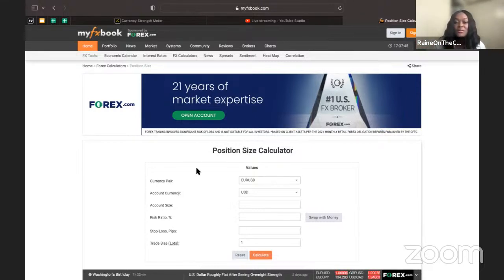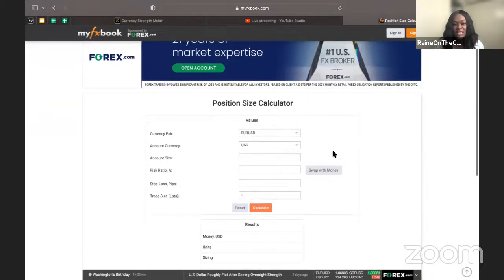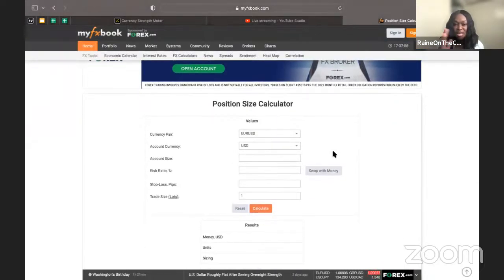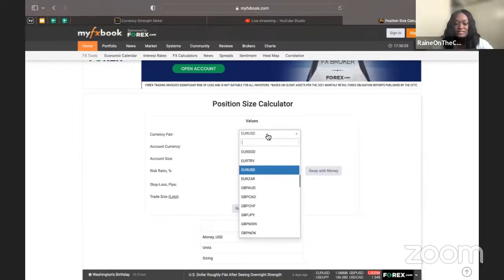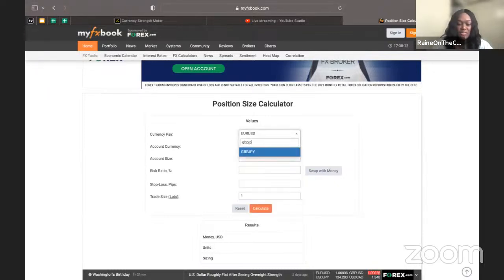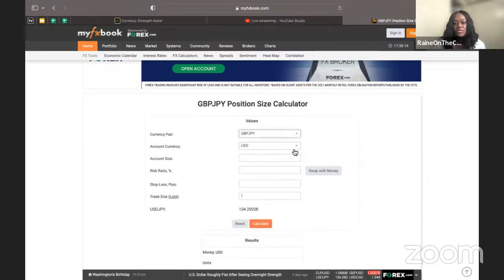Perfect. So now, you want to know how much money you're going to make. So let's look at this position size calculator. I'm on myfxbook.com. They're all different calculators, it doesn't matter. The currency pair is here. You change it to whichever currency you're looking at. So GBP/JPY. We're trading in US dollars. Even though we're trading currencies, we funded our account in US dollars, right?